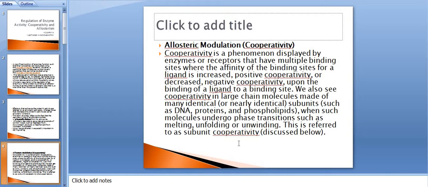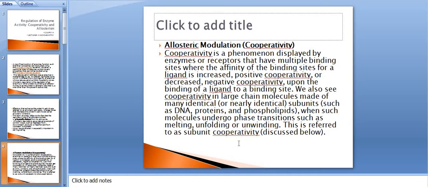Cooperativity is a phenomenon displayed by enzymes or receptors that have multiple binding sites, where the affinity of the binding sites for a ligand is increased. If the affinity is increased, then it is known as positive cooperativity. If the affinity is decreased, then it is known as negative cooperativity, upon the binding of a ligand to a binding site.